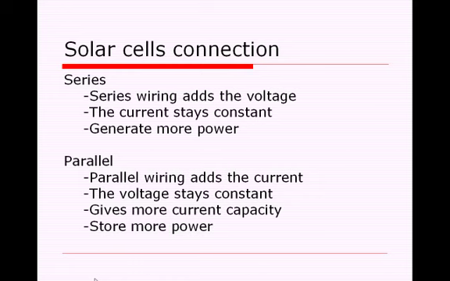And when solar cells are connected in parallel, the current adds up, but the voltage stays constant. Some advantages of connecting solar cells in parallel are they give more current capacity. As a result, more power can be stored.